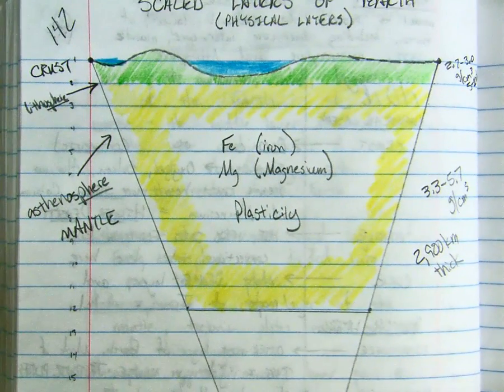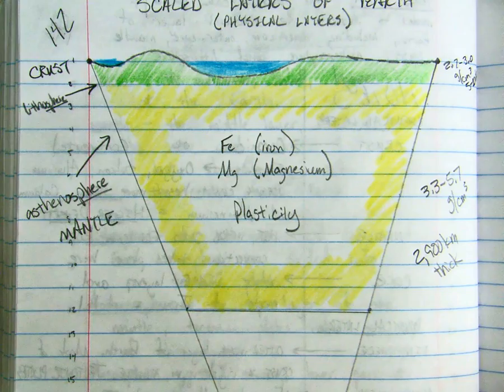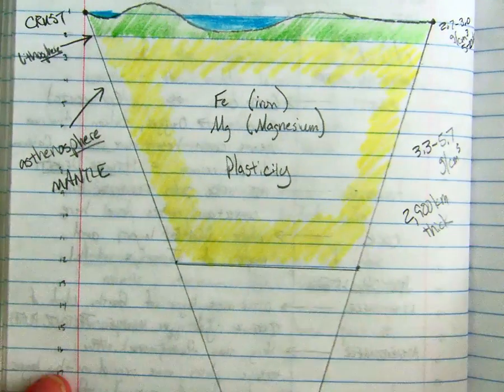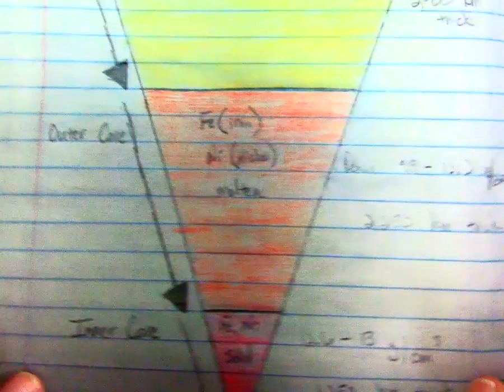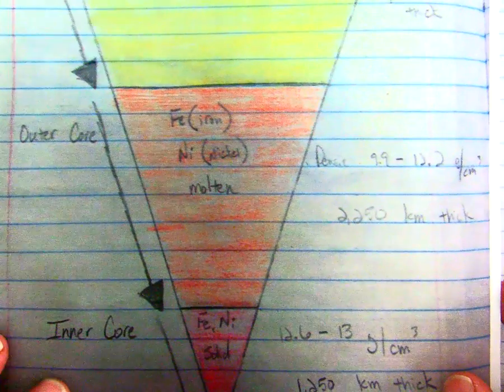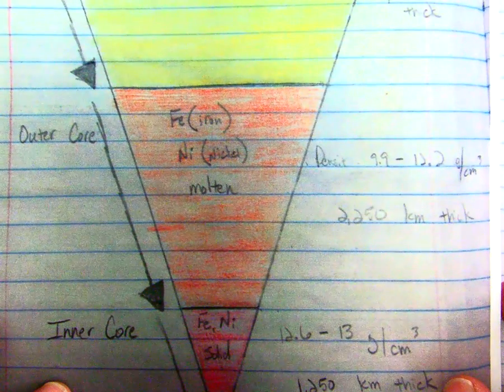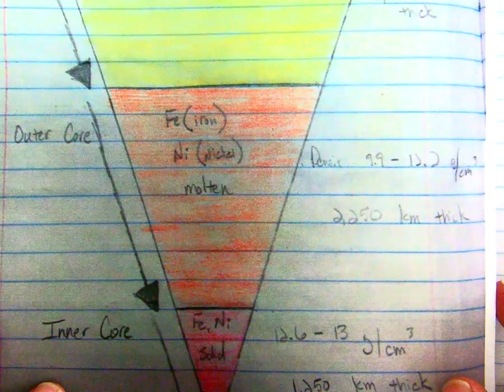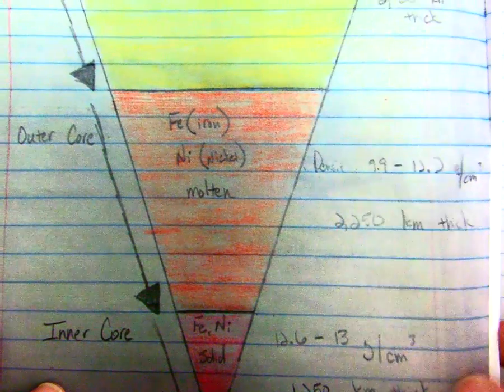All right, so this is our mantle. We're going to go ahead and keep on moving here to our next layer. What we want to see in our next layer is our outer core. We're looking at iron nickel, and it's molten, which means that it's liquid, and the density is going to be very high, and it's about 2,200 kilometers thick.